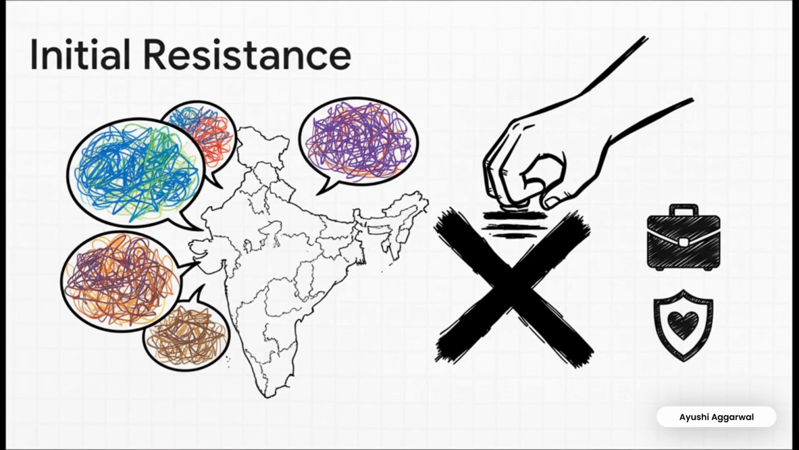Initially, the government was dead set against the idea of linguistic states. And you have to ask, why? Well, think about it. The country had just gone through the trauma of partition. The leaders were terrified that creating states based on language could lead to even more fragmentation. That's why the Dhar Commission in 1948 clearly recommended organizing states based on administrative convenience, not language.